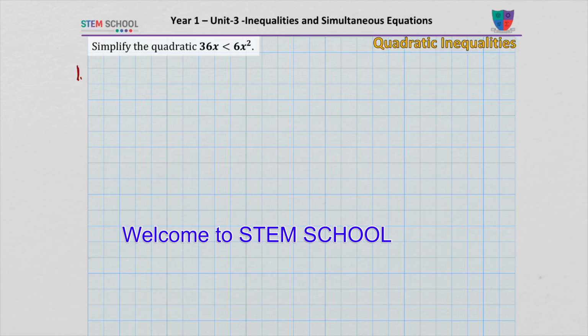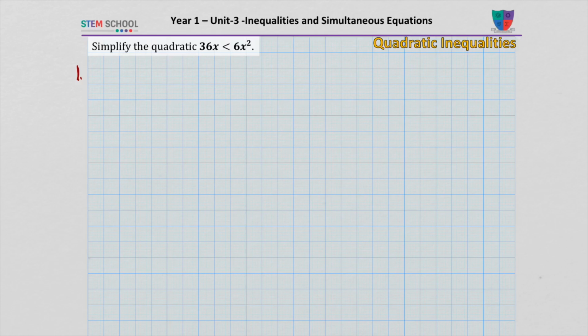Simplify the quadratic 36x less than 6x squared. So what I need to do here is divide both sides by 6. 36 divided by 6, I get 6x less than 6x squared divided by 6, I get x squared. Now I need to take away 6x from both sides. So I get 0 is less than x squared minus 6x.